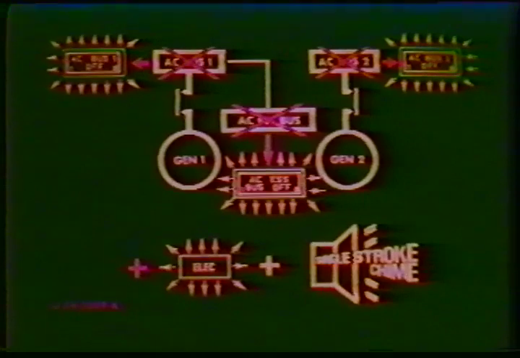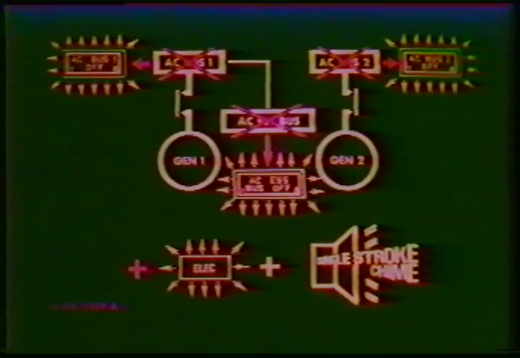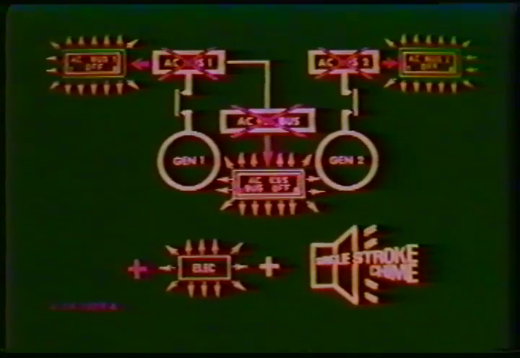An amber warning light will illuminate in case of a power failure to AC bus 1, AC bus 2, and the AC essential bus. These lights are labeled AC bus 1 off, AC bus 2 off, and AC essential bus off. When one of these lights illuminates, the amber electric warning light on the master warning panel will illuminate and the single-stroke chime will sound.